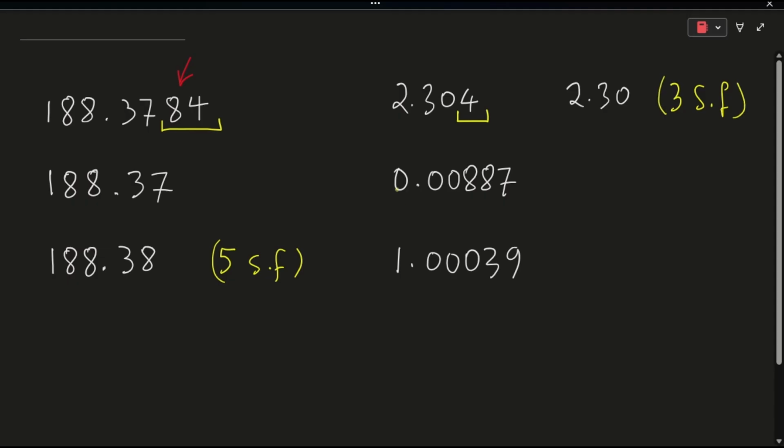Now, how do we round 0.00887 to 1 significant figure? This number has 3 significant figures. And so to round it up to 1 significant figure, we need to remove these 2 digits. But the first digit to be removed is more than 5. It is greater than 5. And so when it so happens, we're going to round up the figure by adding 1 to the digit left to it. And so we're going to have 0.009. That is rounding up to 1 significant figure.